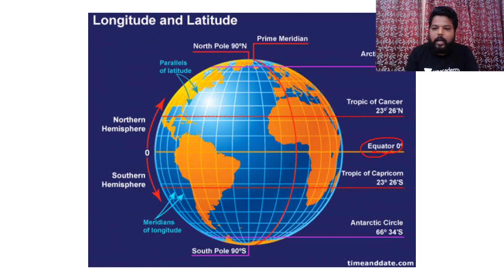As you can see in this diagrammatic representation, the equator is at 0 degrees. Then the Tropic of Cancer at 23 and a half degrees, the Arctic Circle at 66 and a half degrees, and the polar region at 90 degrees, and the South Pole at 90 degrees, the Antarctic Circle, and the Tropic of Capricorn.